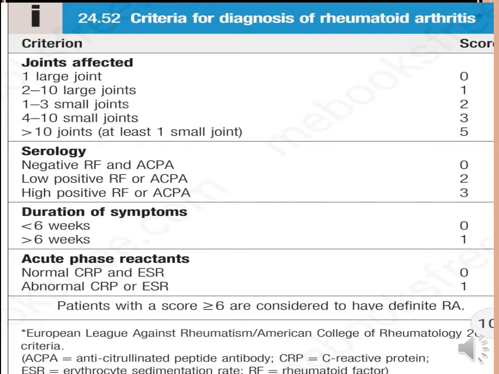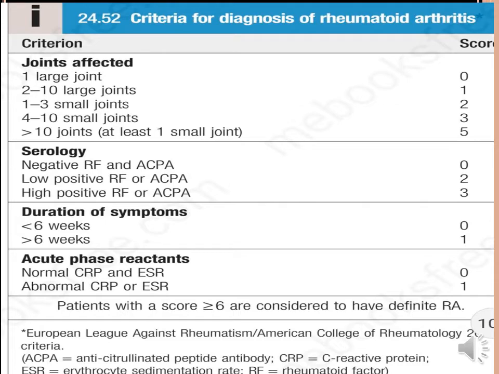So if one large joint is involved, we have 0 score. 2 to 10 large joints, we have 1 score. 1 to 3 small joints, we have 2 scores. 4 to 10 small joints, we have 3, and greater than 10 joints with at least 1 small joint, we score it as 5. You can see in the scoring system that small joints have more score as compared to large joints. So rheumatoid arthritis mostly affects small joints as compared to large joints, although they are affected as well.